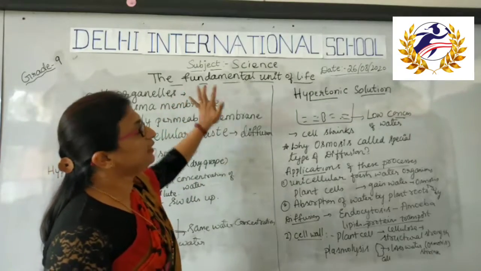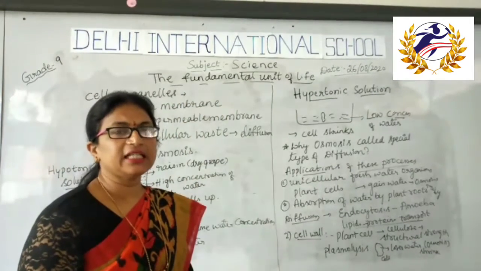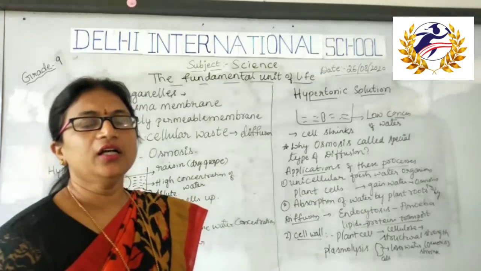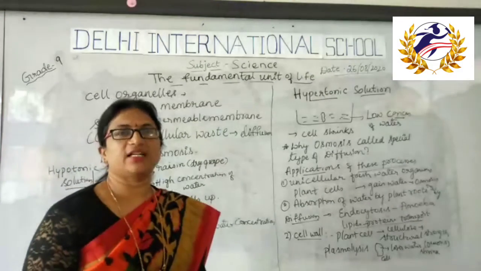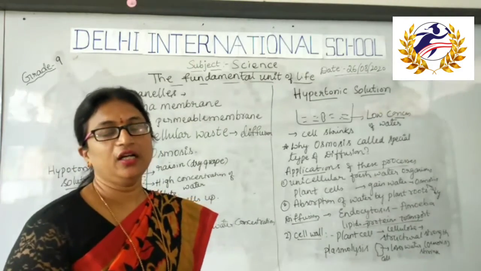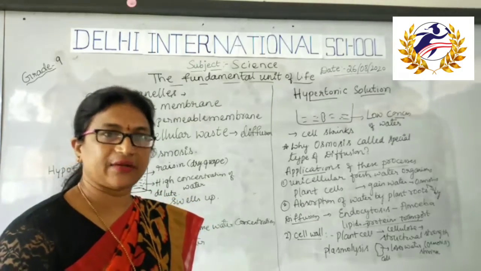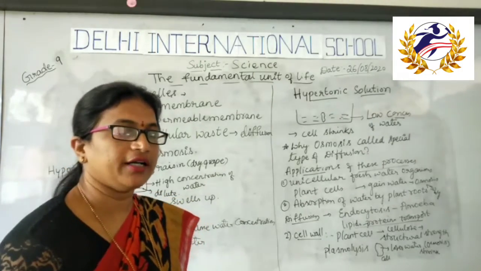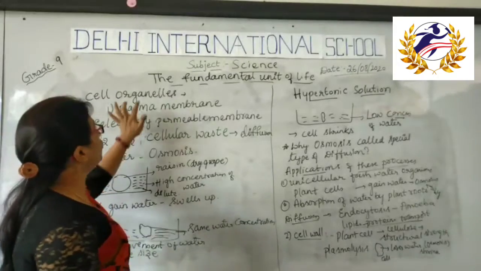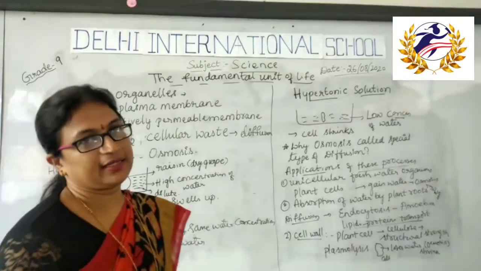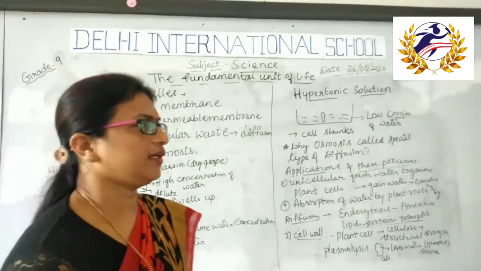In the last class we came across who discovered the cell and how it was invented, and who were involved in the discovery of microscopes in order to identify the cell. Today we will start the cell organelles. What do we mean by cell organelles?